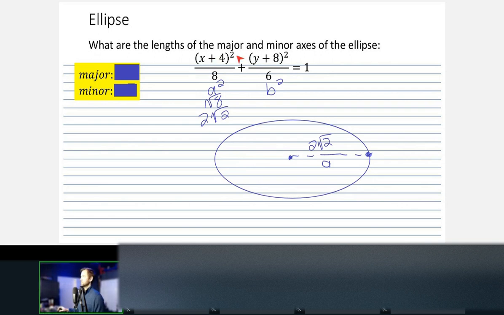The question wants us to find the lengths of the major and minor axis. So if we know from the center to this major vertex is 2 rad 2, how do I find the full distance? Yeah, we multiply times 2. And 2 times 2 rad 2 gives us 4 rad 2. So this is a commonly missed problem.